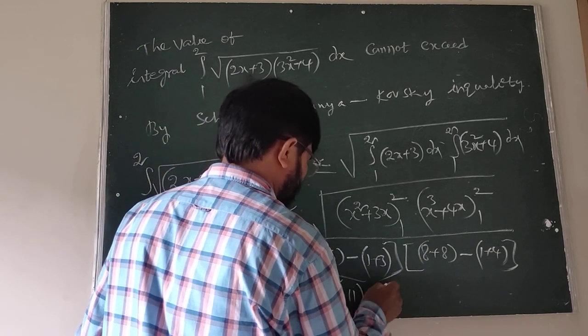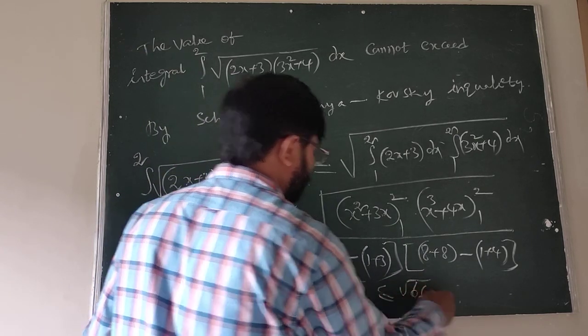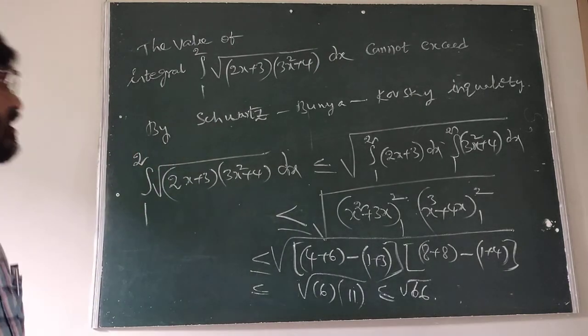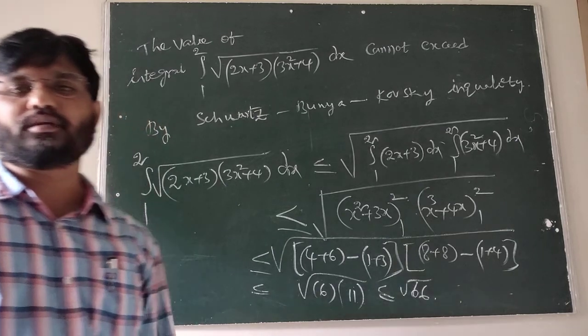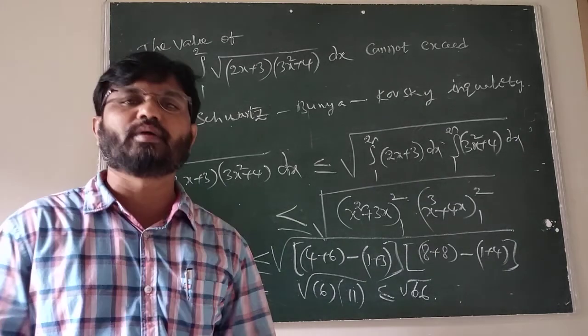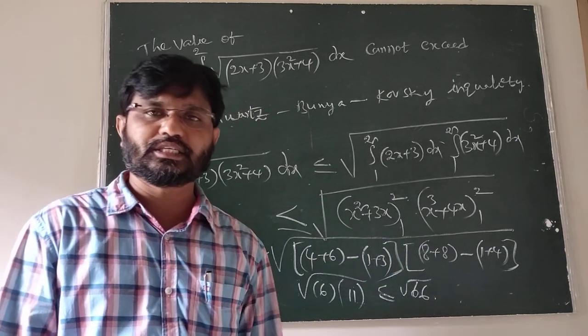Now this is less than or equal to under root of 66. This value cannot exceed root of 66. This is the maximum value, the root of 66.